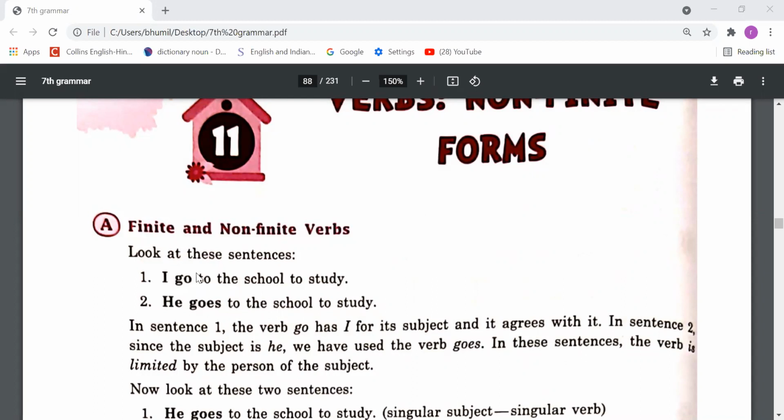So these verbs are called finite verbs because which verbs are changed according to the number of subject and according to the person of subject, those verbs are called finite verbs. And which verbs are not changed according to the subject, means like according to the person of subject and according to the number of subject, that is called non-finite verb.